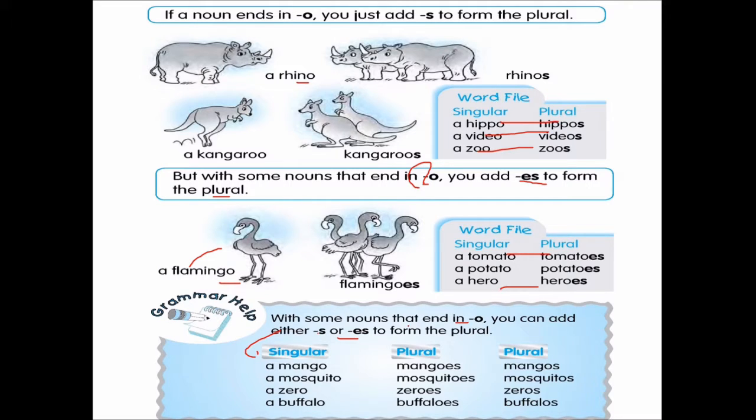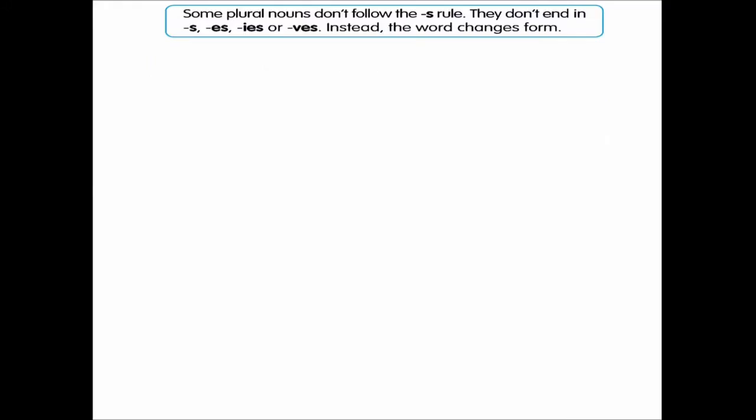And what about some nouns ending with o where you can add either s or es to form the plural, like mosquito, mosquitoes; mango, mangoes; zero, zeros; buffalo, buffaloes. And for mango, you can also have mangos, mosquitos, zeroes, or buffalos.